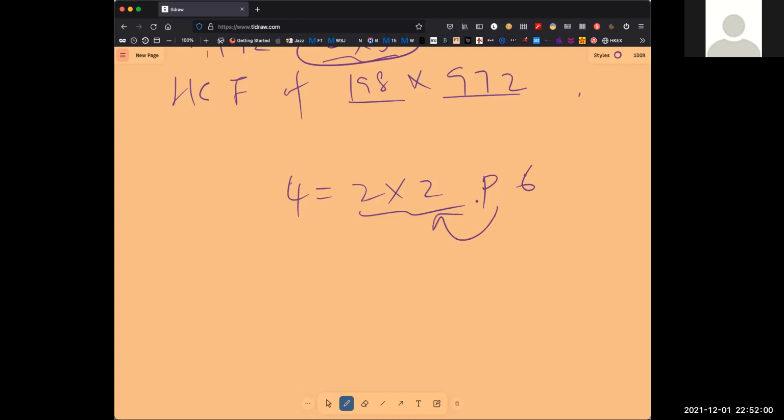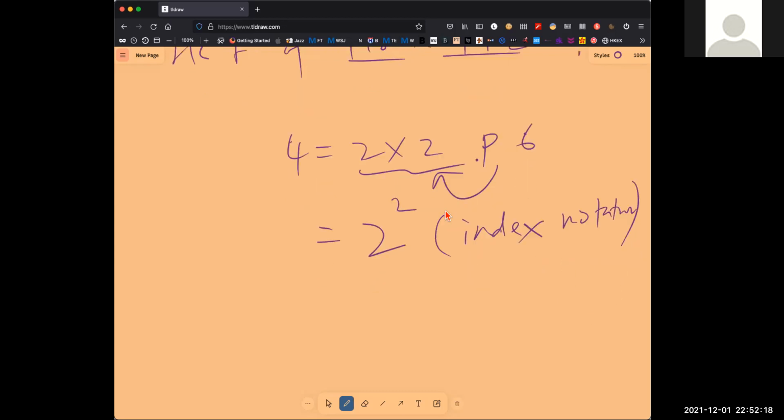Or Sec 1. When you go to more than Sec 1, you reach Sec 2 or Sec 3, you're not going to write 2 times 2. You're going to write 2 to the power of 2. So this is index notation format.